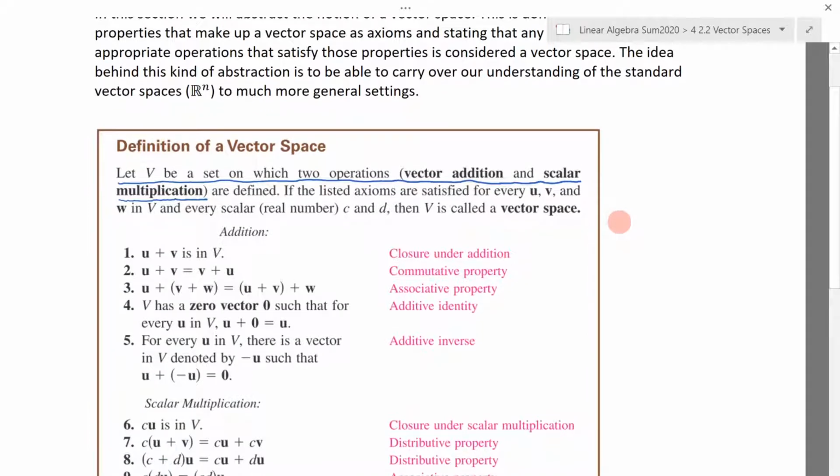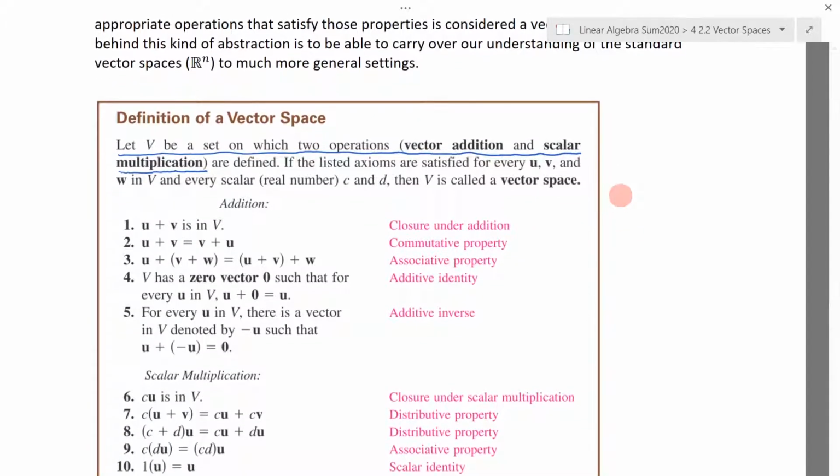Okay, so let's look at the properties of a vector space. A vector space consists of a set of vectors and two operations, vector addition and scalar multiplication, and the set together with the two operations has to satisfy these 10 properties. So 5 properties corresponding to vector addition, and then 5 properties corresponding to scalar multiplication.